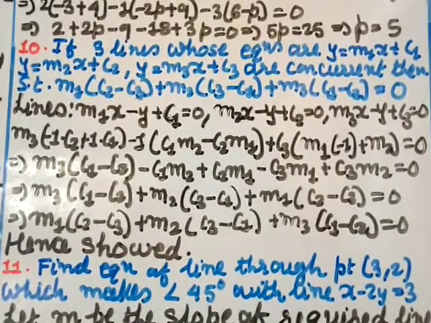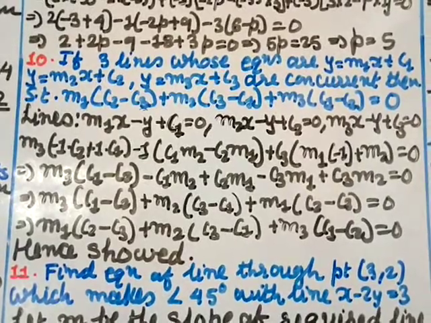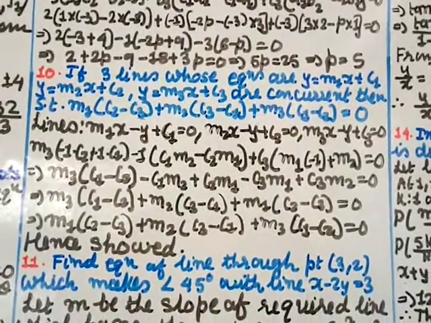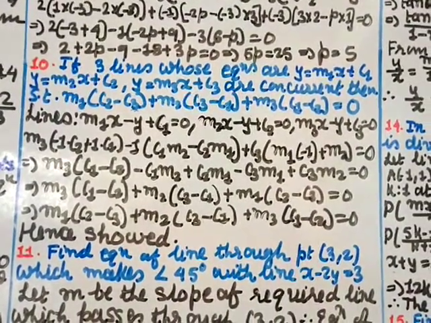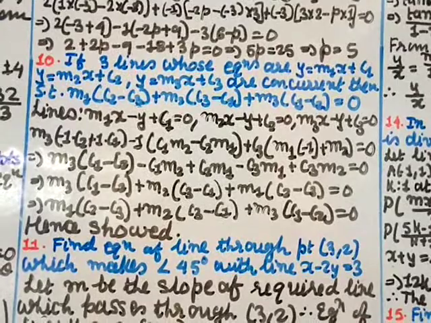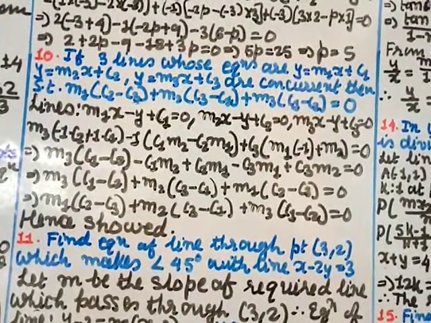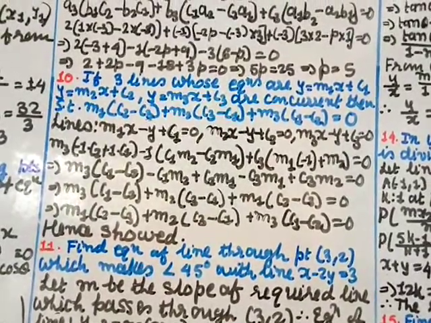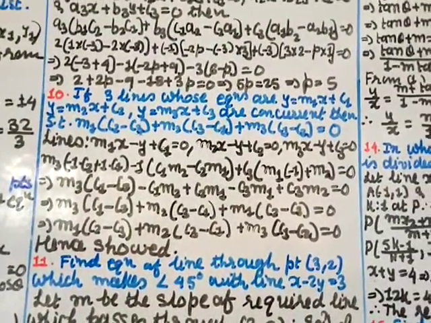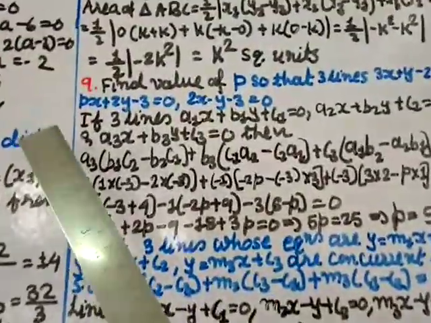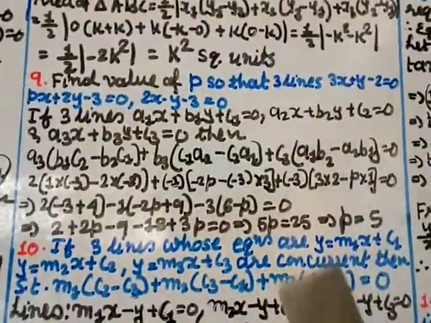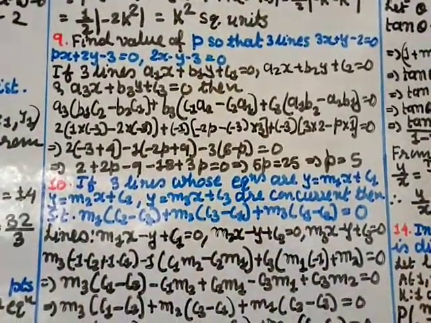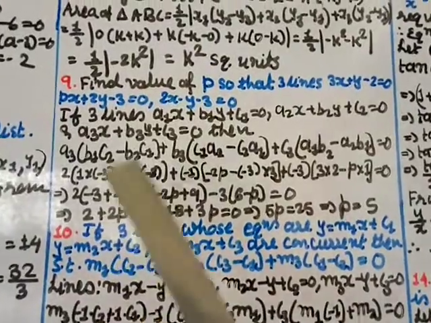Question number 10: if three lines whose equations are y is equal to m1x plus c1, y is equal to m2x plus c2, y is equal to m3x plus c3 are concurrent, then show that m1 times (c2 minus c3) plus m2 times (c3 minus c1) plus m3 times (c1 minus c2) equal to 0. Here they have given us concurrent, and intersecting at a point has the same meaning, so I am going to use the same formula, because here they are given these three lines are intersecting at one point, here they have given us they are concurrent, that means it is the same meaning, so I will use the same formula.